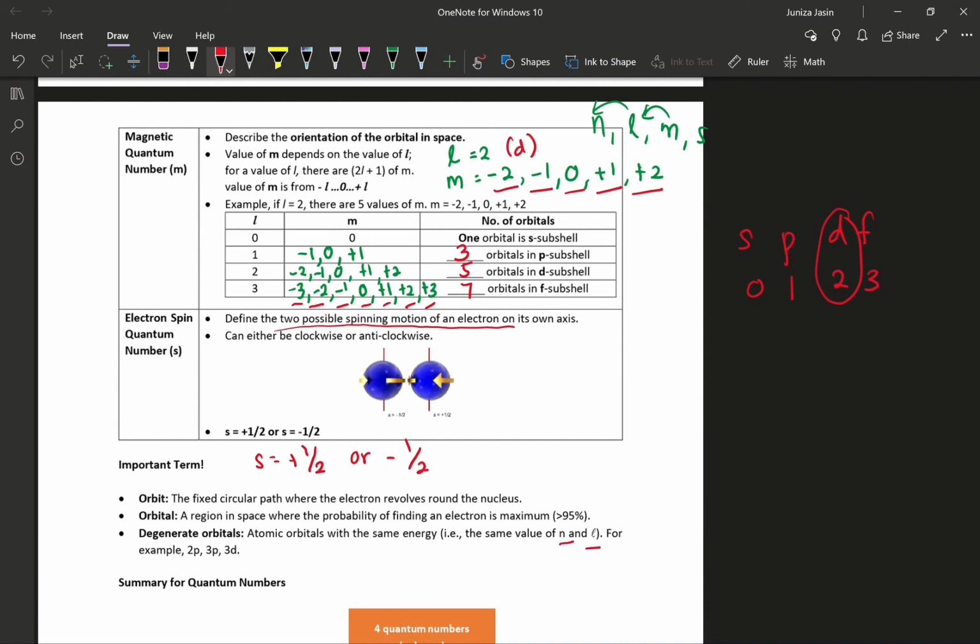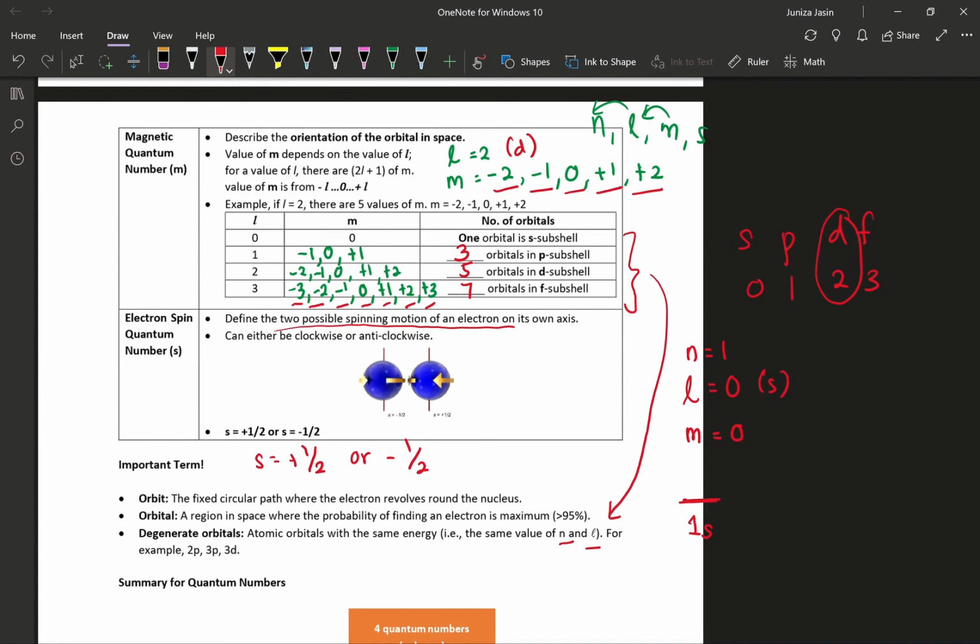Okay, ini back to inilah yang tadi ni. So dia ada kaitan dengan ini. So, let's say kalau L kita equal to 0, value of M kita ada satu sahaja iaitu 0. L equal to 0 is S orbital. So, M ada satu nilai sahaja. So, maksudnya dekat, let's say sini N equal to 1, dekat 1S orbital ada satu sahaja orbital ni.